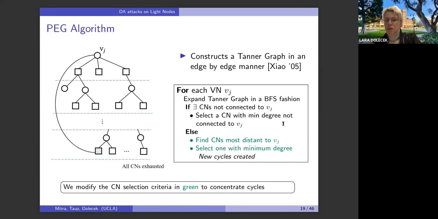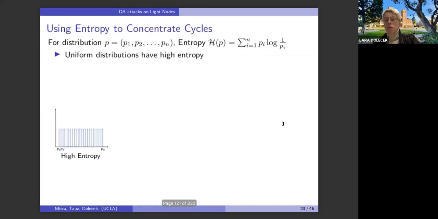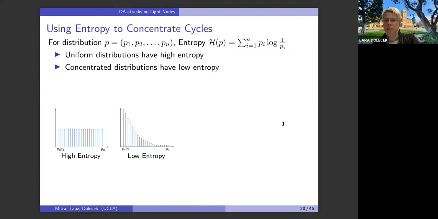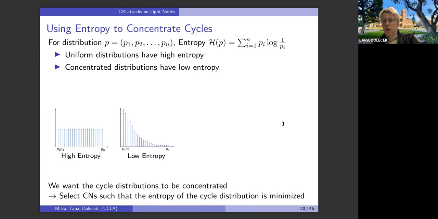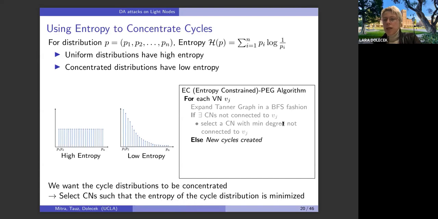So what we do in this application, because we need a different code that needs to have different cycle spectrum properties, is we are going to modify the part in green in this algorithm to make it so that we concentrate the cycles. And so for that, we use a simple measure of concentration, just entropy. And as you know, uniform distributions have high entropy and concentrated distributions have low entropy. And since we want cycle distributions to be concentrated, we are going to select check nodes such that the entropy of the cycle distribution is minimized. So now we have what we refer to as the entropy constraint, or EC for short, PEG algorithm.